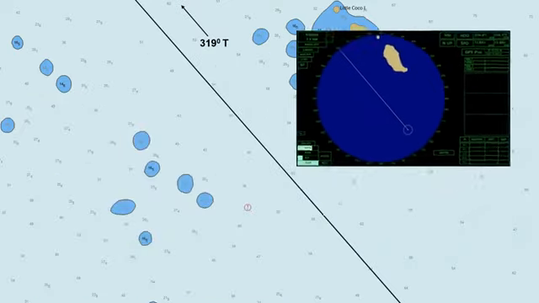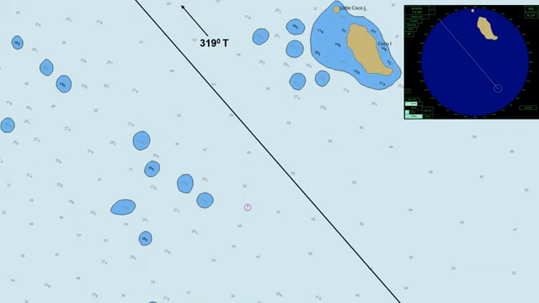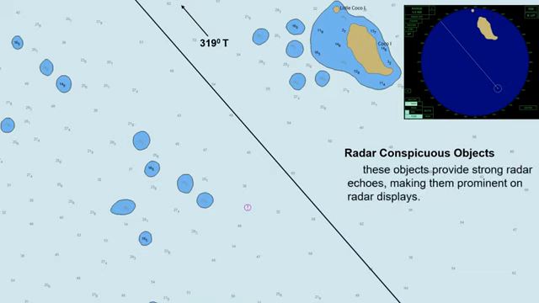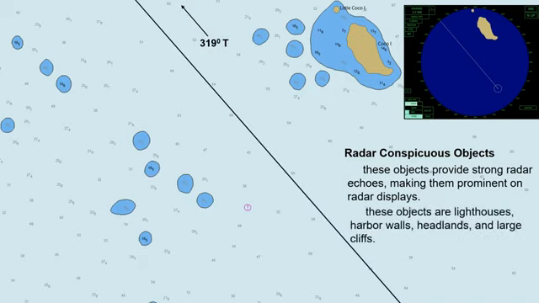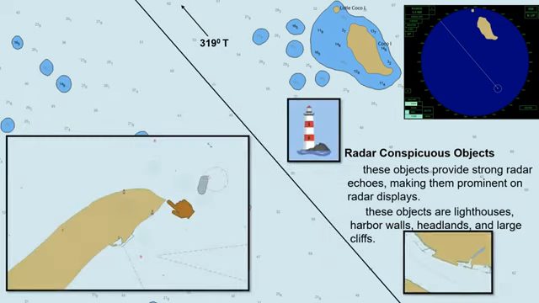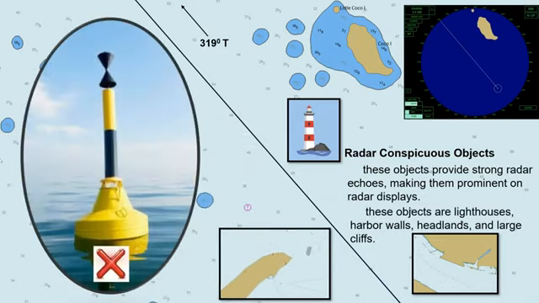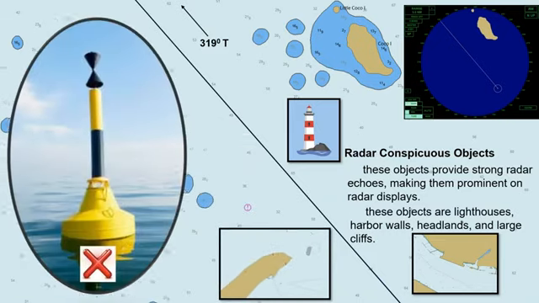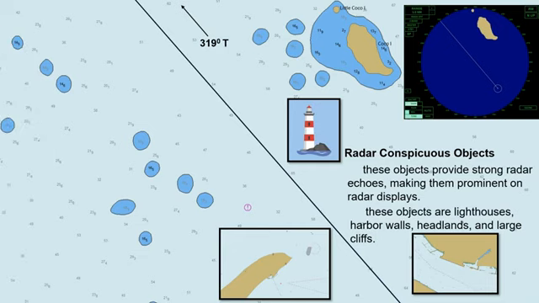We need a radar conspicuous object as a reference point to set our parallel index lines. When we say radar conspicuous objects, these objects provide strong radar echoes, making them prominent on radar displays. Examples of these objects are lighthouses, harbor walls, headlands, and large cliffs. Buoys and other floating objects cannot be used as reference points as they might drift away anytime.